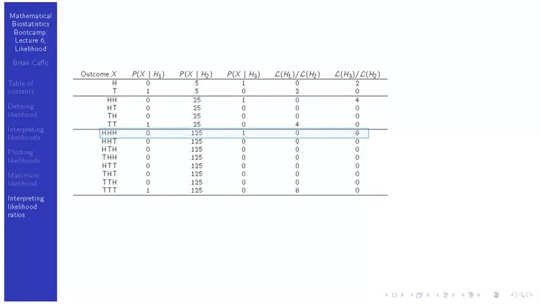Now let's suppose we get 3 consecutive heads. The probability of getting 3 heads if the coin is fair is 0.125. The probability of getting 3 consecutive heads if the coin is two-headed is 100%. You get a likelihood ratio of 8. And in this case, that means there's 8 times as much evidence supporting the hypothesis that the coin is two-headed relative to the hypothesis that the coin is fair.